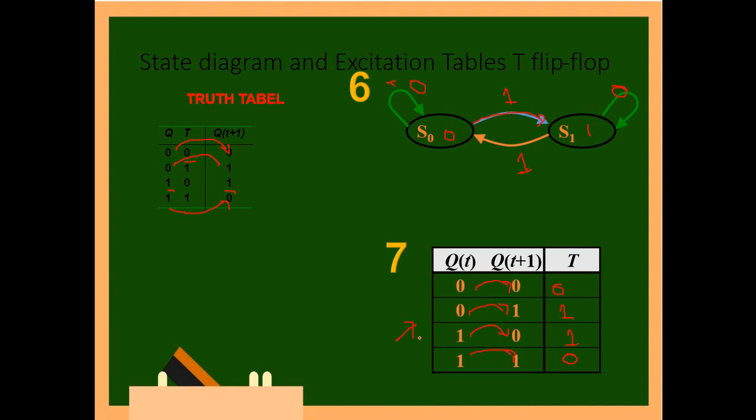This is exactly equal to the previous truth table. From the excitation table you can say that if it is the same, T flip-flop is 0, and if it is different, T flip-flop is 1. From this we conclude the T flip-flop with excitation table and state diagram.